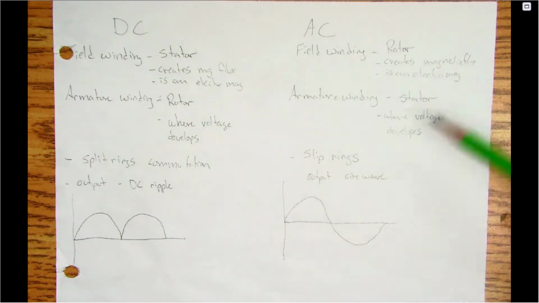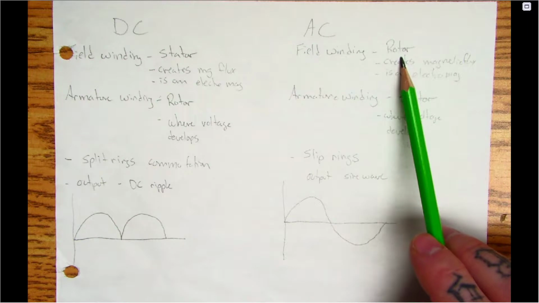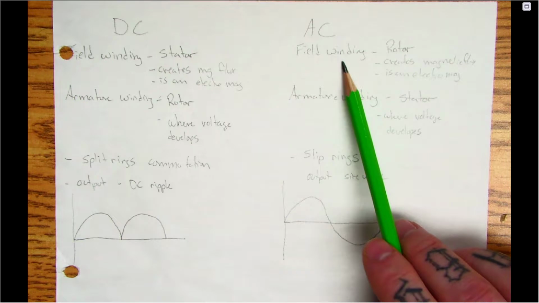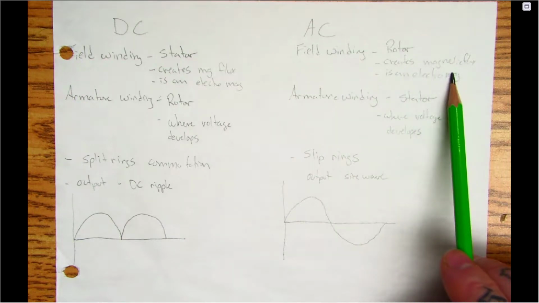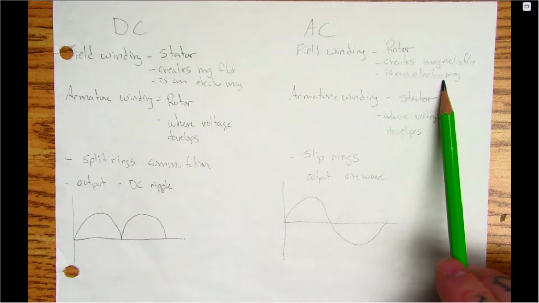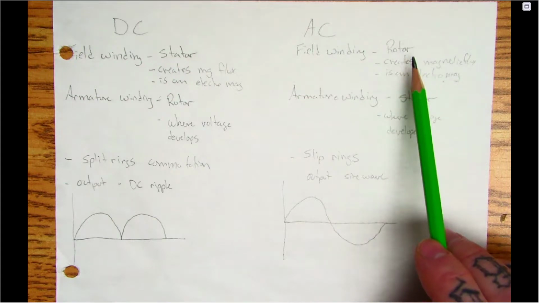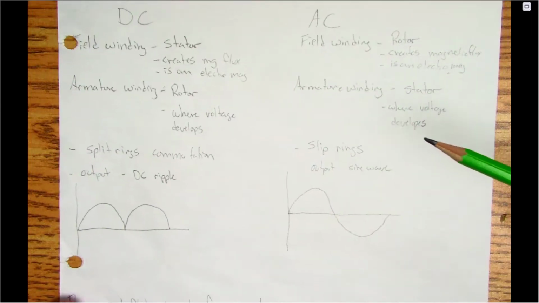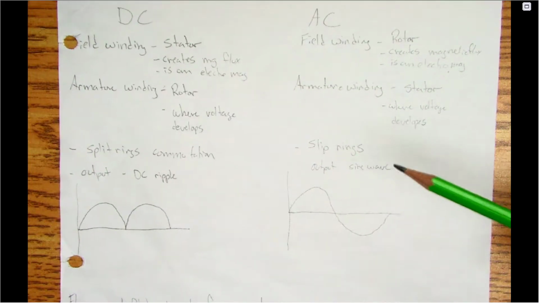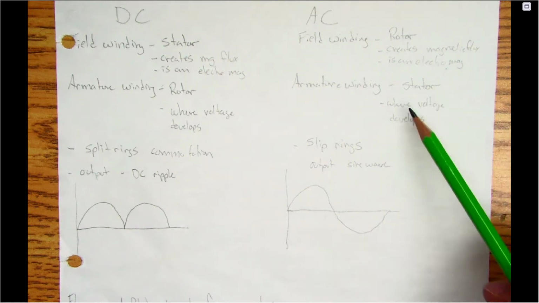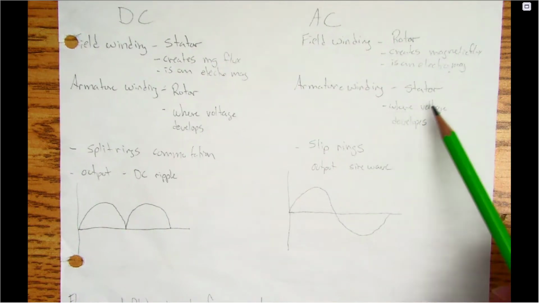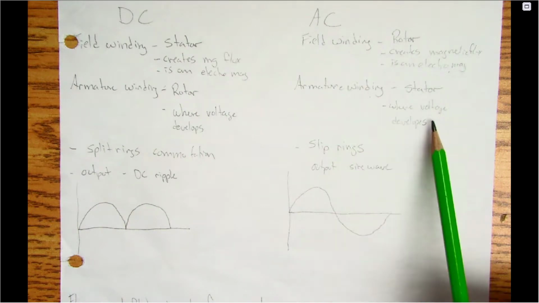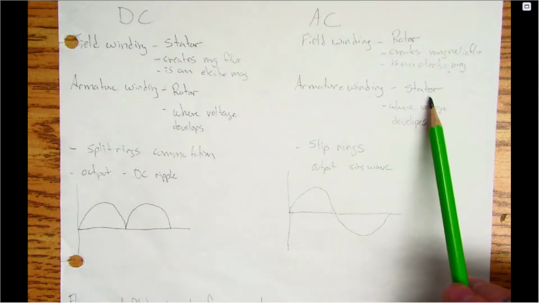If we look over at the AC, our field winding, in this case, is on the rotor, and this is in your definitions in that module. But what does the field winding do? It still creates magnetic flux. It's still an electromagnet, so its job is the same. It's just located on a different portion of the machine. We'll talk about why in AC when we get to it, why we don't want the armature spinning, because we have large currents going through there, and we'd have to have huge wires on our rotor, which we don't want. In AC, our armature winding, where voltage develops, same as over here, is on the stator.